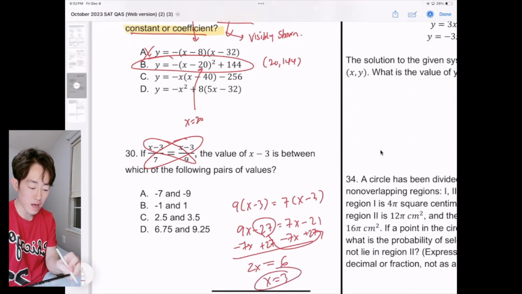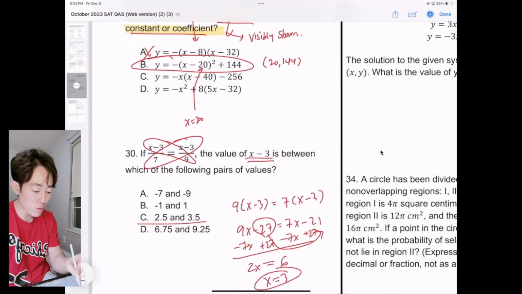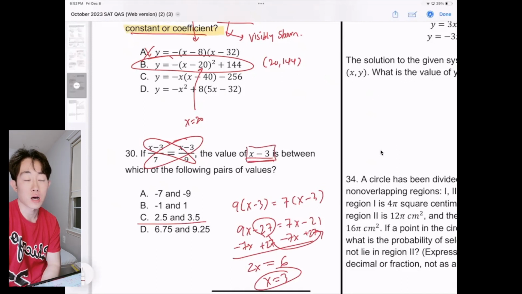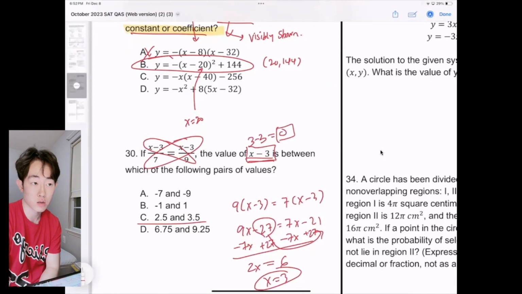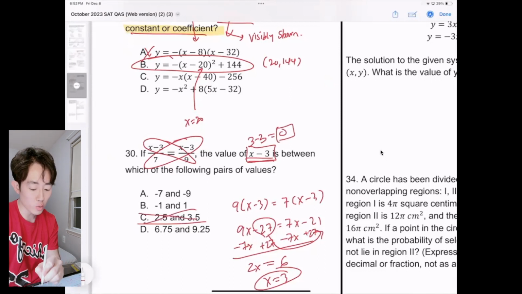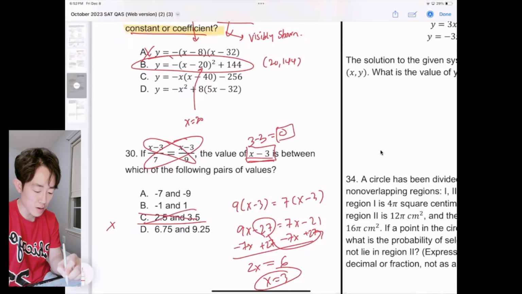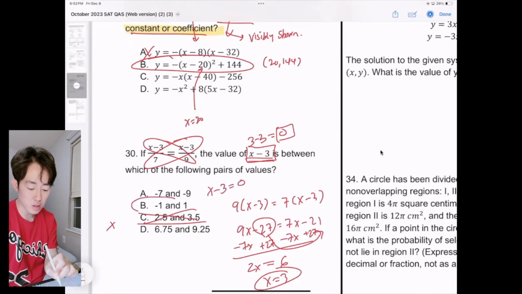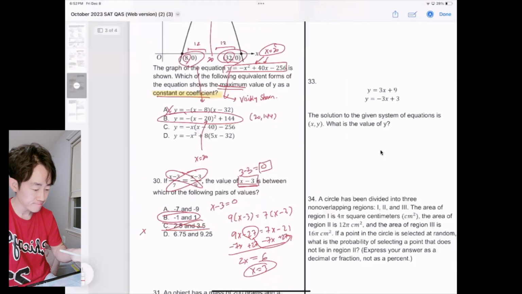So what is the value of x minus 3? Ooh, if you picked C, you did not read the question carefully. They want you to find the value of x minus 3. 3 minus 3 the last time I checked was 0. C, you only accounted for x. That's the silly mistake. If we're talking about x minus 3, that should be a 0. And 0 is somewhere between -1 and 1, so the answer should be B for this.